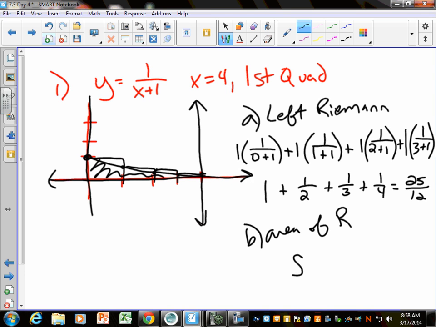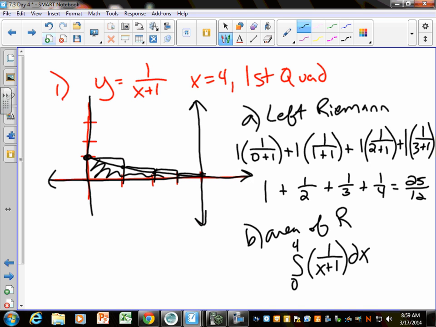Integral from 0 to 4. It's just one function, right? So it's just 1 over x plus 1. I don't know why I put that in parentheses. Remember, we're not squaring it. We're not putting pi in front of it, right? That's what we do when we find the volume. And so remember that area is just the area under the curve.